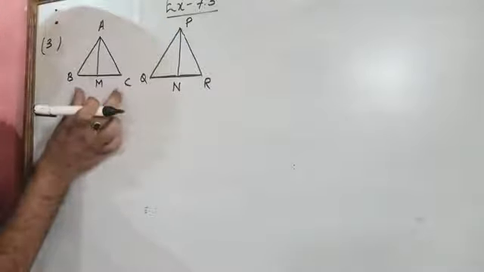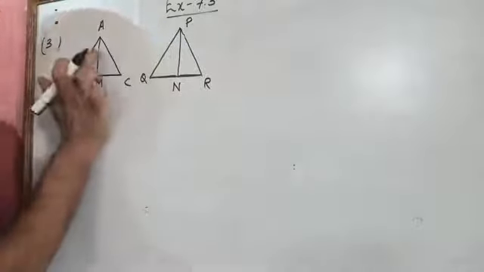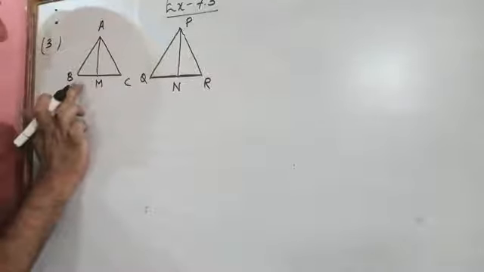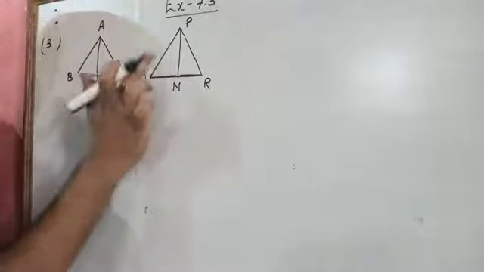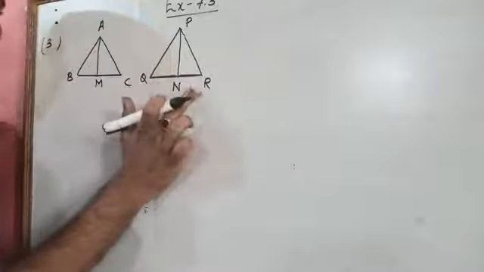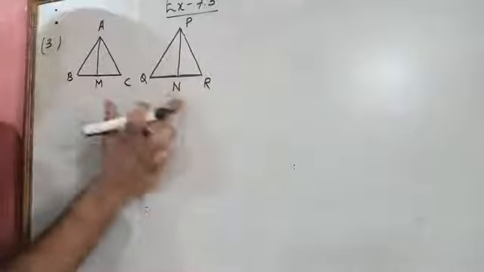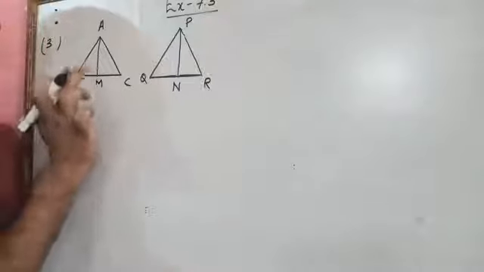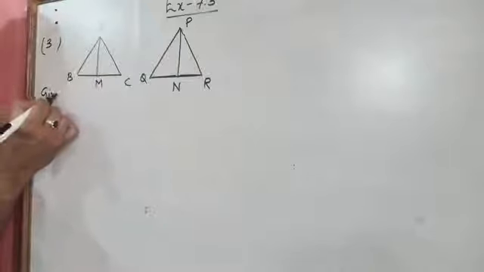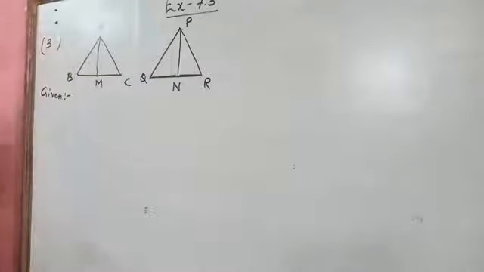Now this AM and PN are the medians. Median means which divides a base into two equal parts. If AM is the median for triangle ABC, that means BM is equal to CM. If the PN is the median for triangle PQR, then QN is equal to NR. This is the property of the median. Now you have to read the question and find the given part. That given part will help us to solve the question.